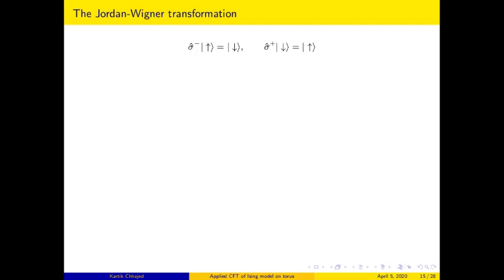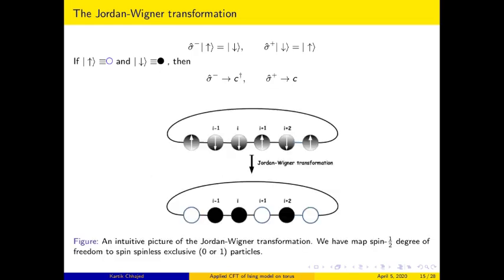So the lowering operator acts on spin up and makes it spin down, and the raising operator acts on spin down and makes it spin up. If I identify the up state as a hole and the down state as a particle, then we can identify the lowering operator as the creation operator and the raising operator as the annihilation operator. So this is the intuitive picture of what we do in the Jordan-Wigner transformation. What we have done so far is map the spin-half degree of freedom to a spinless degree of freedom, where particles are hopping on a ring.